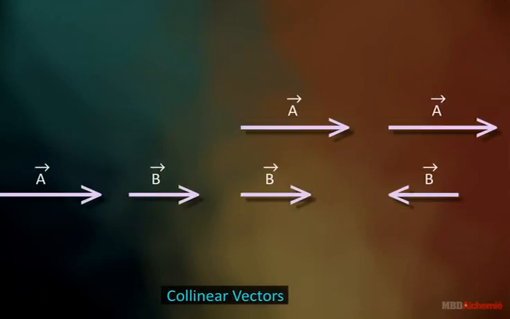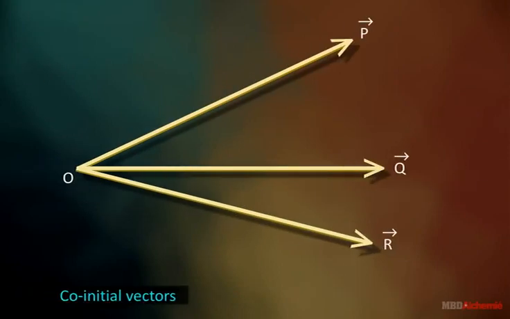Collinear vectors. The vectors having equal or unequal magnitudes, but directed along the parallel lines either on the same line or in the same direction or in opposite direction, are referred to as collinear vectors.